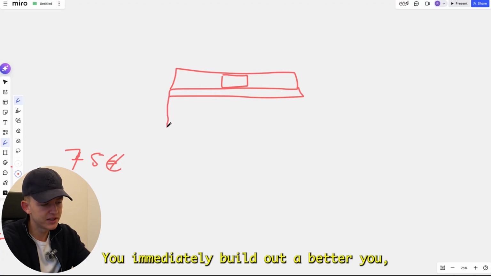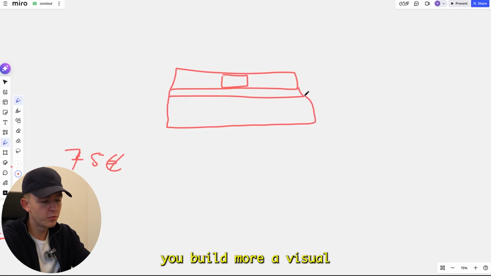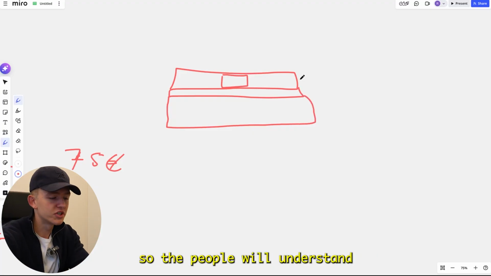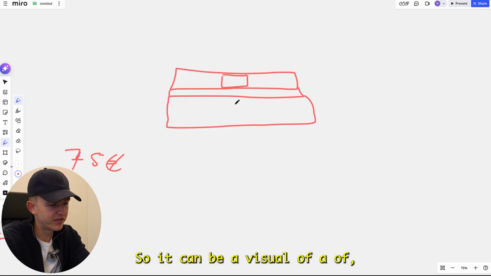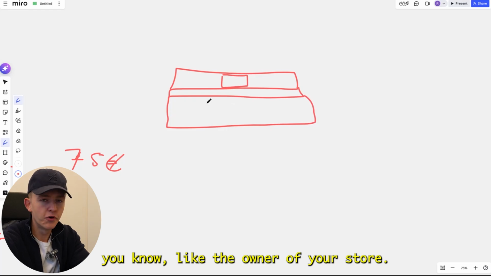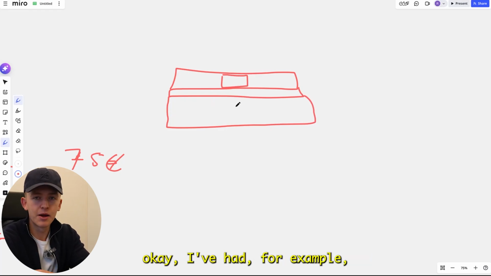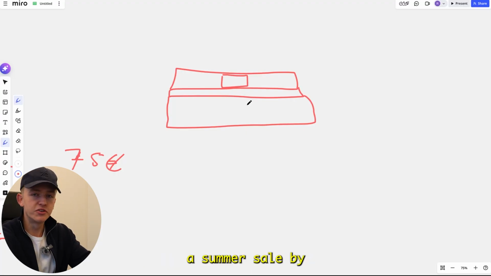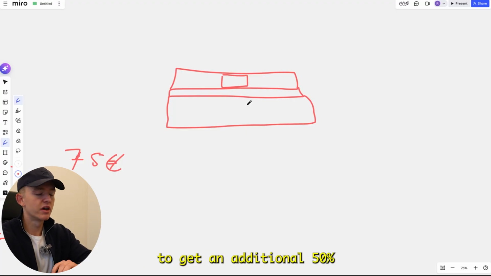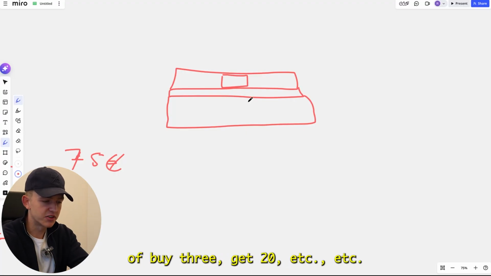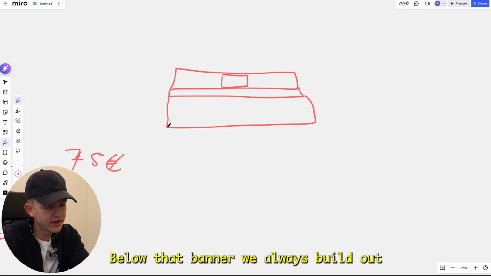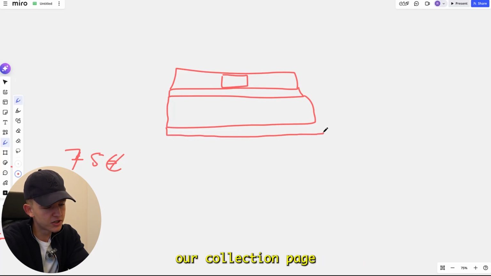Here, you immediately build out a banner. You build more of a visual so people will understand it way better. It can be a visual of the owner of your store, or of some random people, and it says, for example, I'm having a summer sale, buy 2 get an additional 50% off, buy 3 get 20%, etc. That's really important. Below that banner, we always build out our collection page the following way.